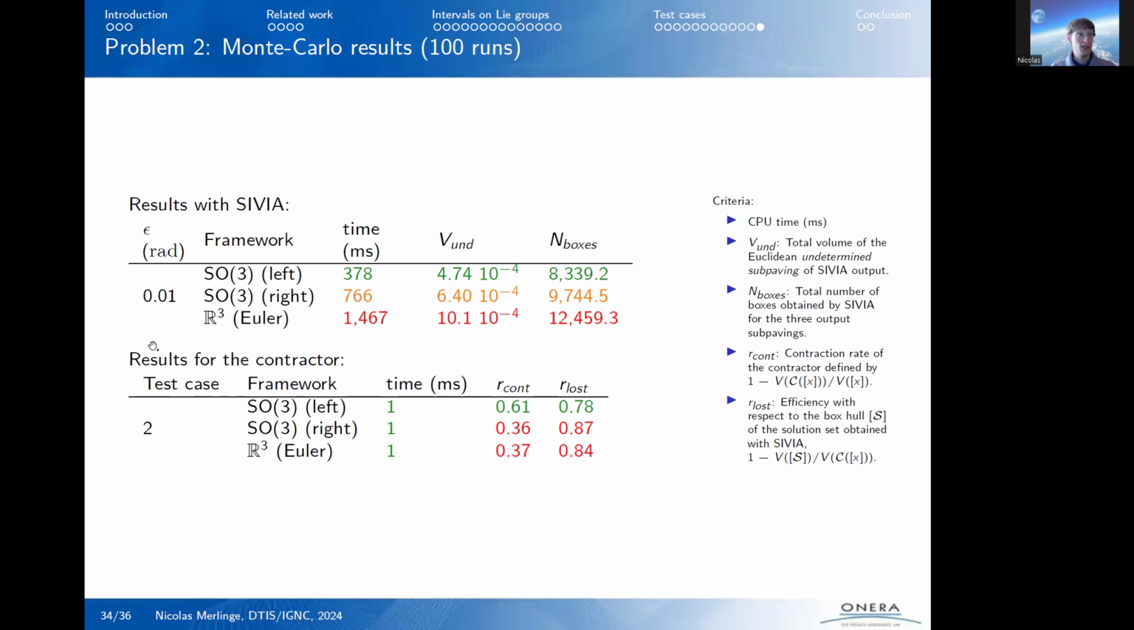And what is funny is that for a single box contractor, the right side and the Euler angle are equivalent. So the Lie group formalism here doesn't help to do better than Euler angle in the right formulation. However, in the left formulation, it is still better.